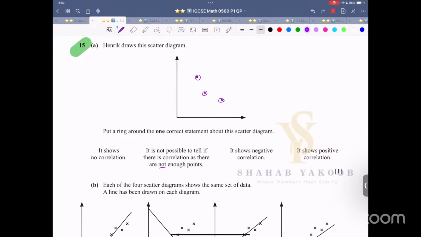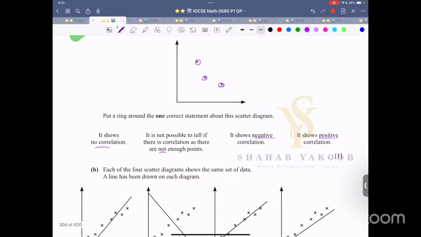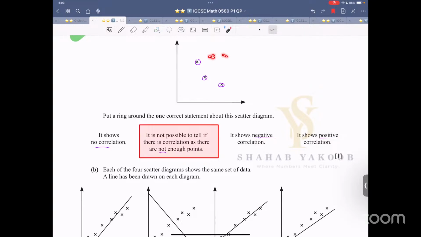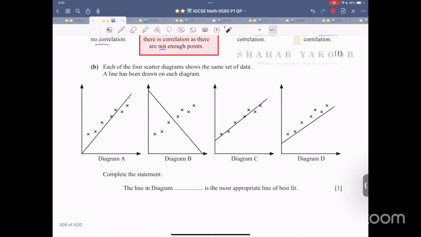Next thing, it's not possible to tell whether there is correlation or not as there are not enough points. That's the next thing. It shows negative correlation. It shows positive correlation. So we are unsure about this. I think I'll go with this idea that there are not enough points because at least 5 or 6 are needed. No, someone is answering negative. Yes, that's a feeling like this, but maybe there could be some points over here. So there could be no correlation. 3 points are very less. Okay, ji. So now let's move on.